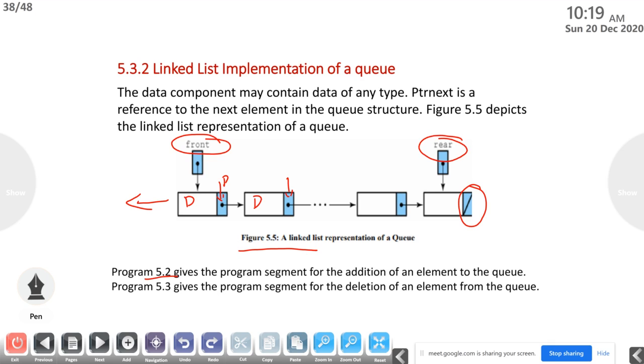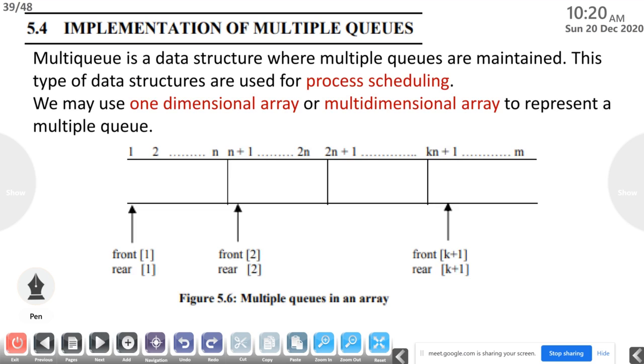Then implementation of multiple queues. Multiple queue means more than one queue. A multi-queue is a data structure where multiple queues are maintained. This type of data structure is used for process scheduling, meaning the process scheduling that happens inside the CPU.